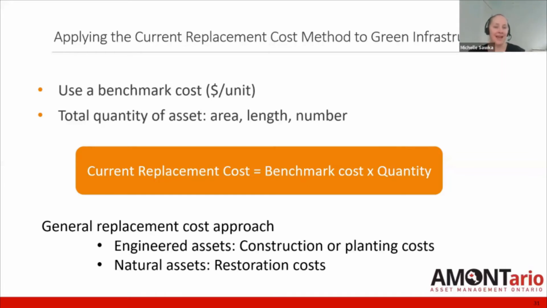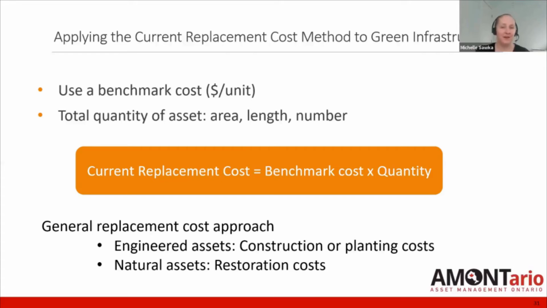So the exact method for applying current replacement costs can vary slightly between green infrastructure assets, but at a fundamental level, you're calculating the current replacement cost. And if any of you have heard me speak, you might know that I could probably fill a couple hours on more details about this, and we don't have enough time.